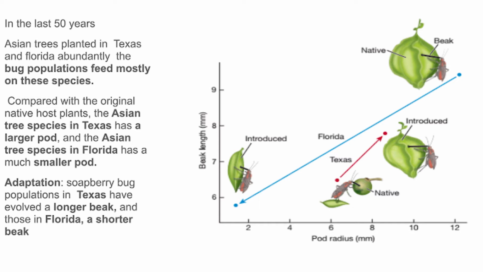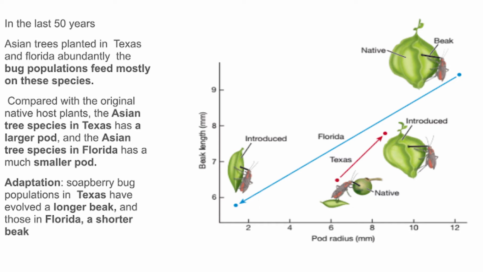In this case, Florida and Texas are there, and Asian trees have been planted and a bug is feeding on these species. So the native species on which the bug depended in Florida had a larger pod, but the introduced one had a smaller pod, and the introduced one increased its number. So the bug had to adjust itself according to the introduced one, and because the introduced one had a smaller size, in order to feed on it, it has to reduce its beak size.